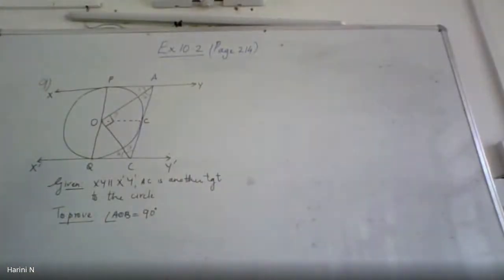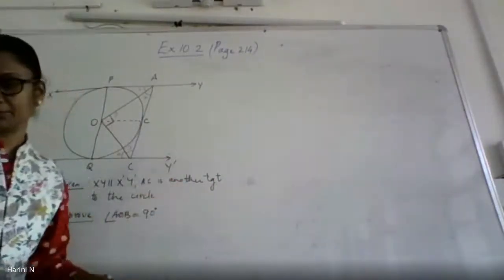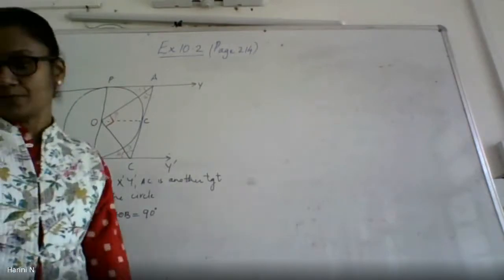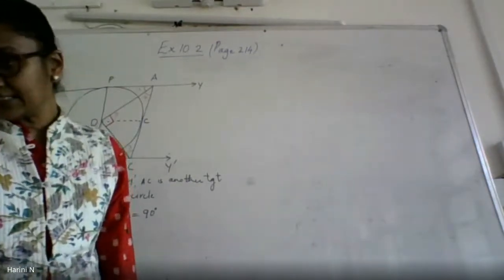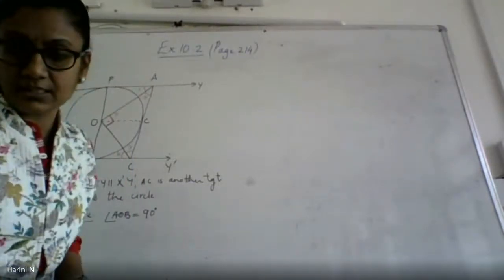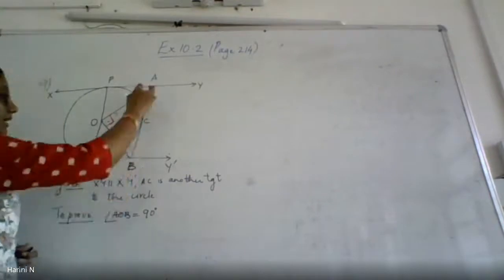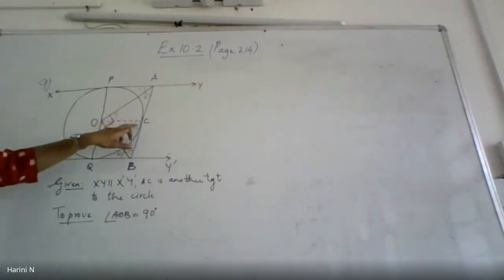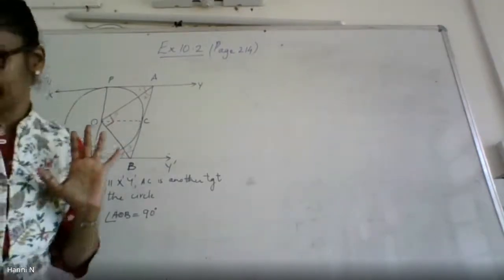I'll just read the problem so that you understand how the diagram has come up there. There are two parallel tangents XY and X'Y' to a given circle with center O, and there is another tangent AB. So AB is the third tangent. XY and X'Y' are two tangents already parallel to each other, and the third tangent is AB such that it touches the circle at the point C. So this is what is given to me.